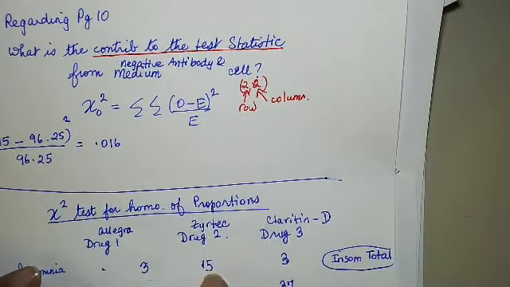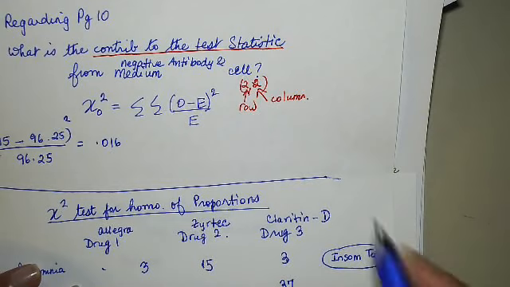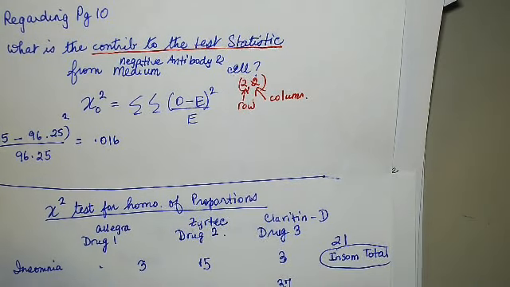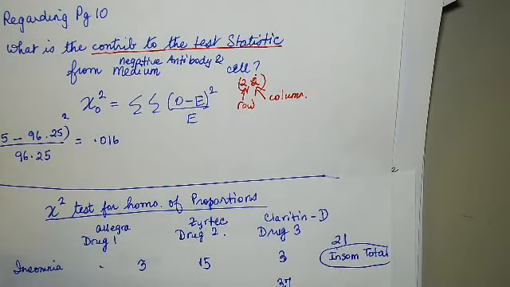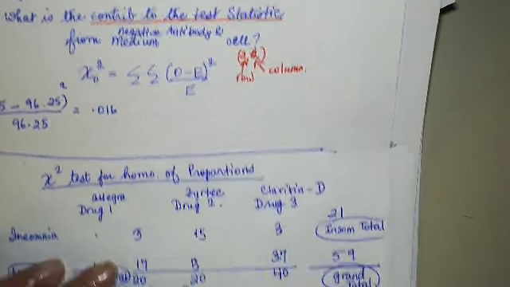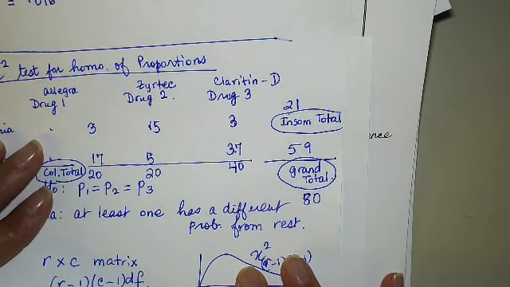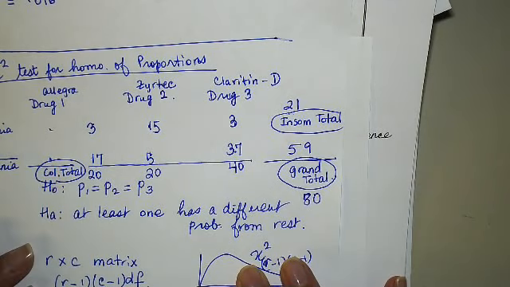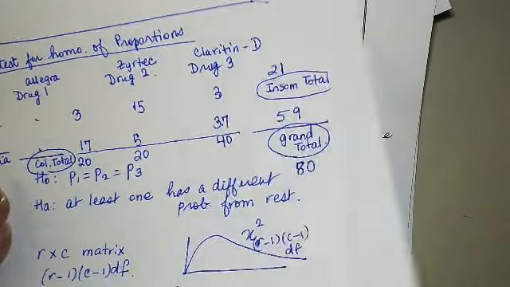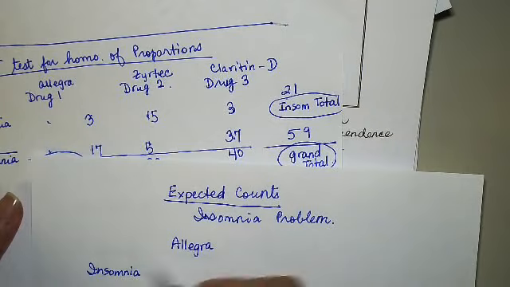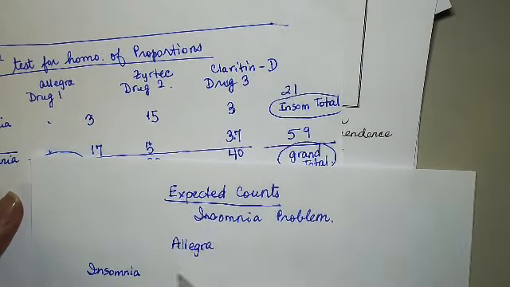Expected count for the insomnia problem. So for the first cell right here, Allegra and insomnia would be row total. So what's my row total here? Let's find the totals. 15 and 3, 18, 19, 20, 21. And here I have 37 and 17 is 54 and 5, 59. And the total would be 80.